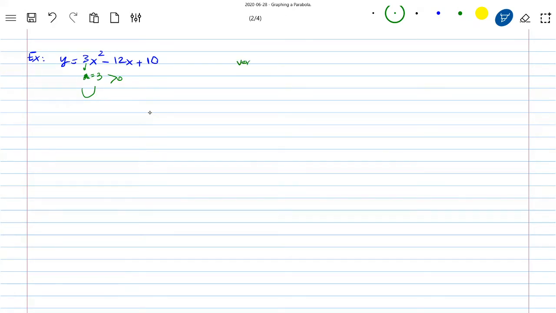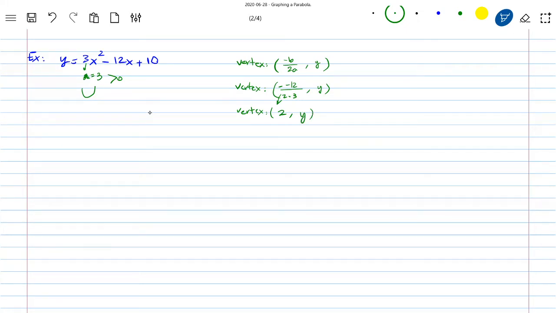How do I find the vertex? Negative b divided by 2a. That's the x coordinate. And the y coordinate? I replace x into the function. So let's figure out the vertex first. b is negative 12, so I will divide minus 12 by 2 times a, which is 3. I will figure out the y value later. Negative 12 is positive 12 divided by 6. The x coordinate turns out to be 2.